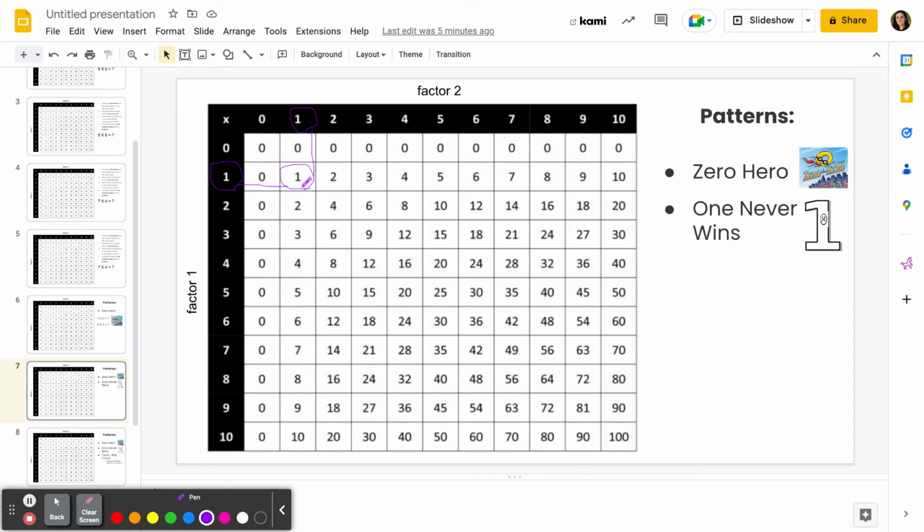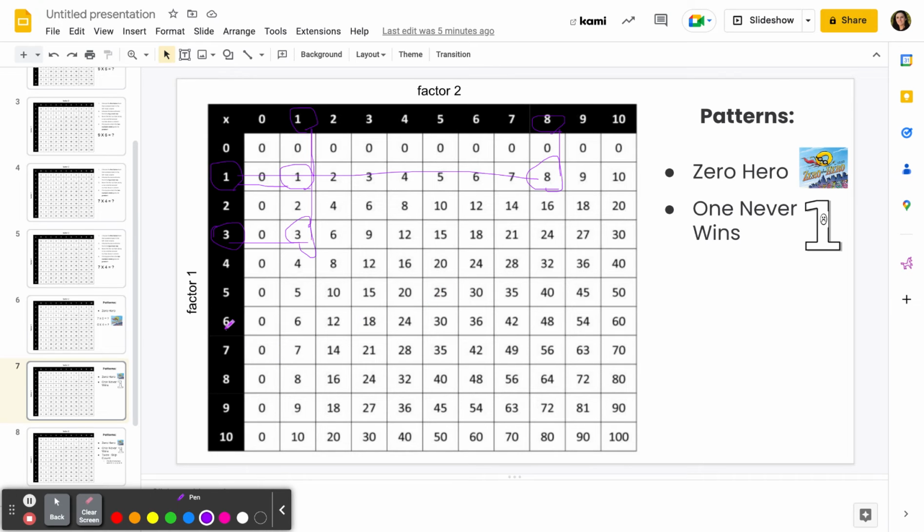Equals 1. Let's try 3 times 1. Going down, going across. 3 times 1 equals 3. What about 1 times 8? Going down, going across. 1 times 8 equals 8.